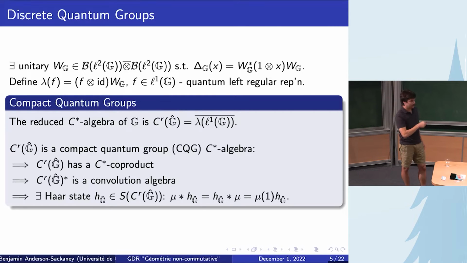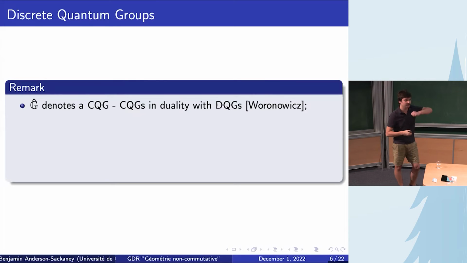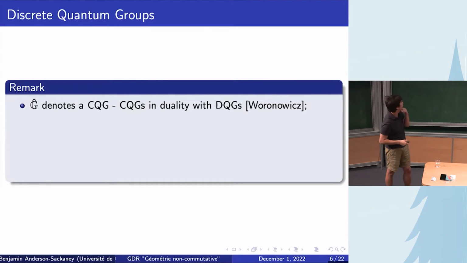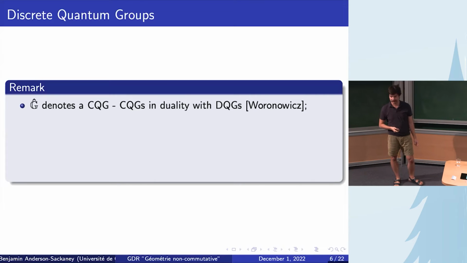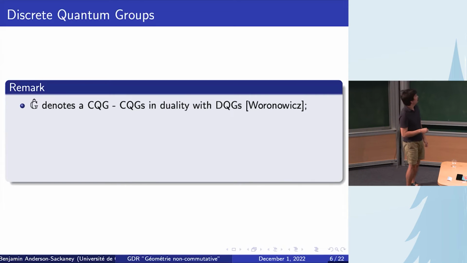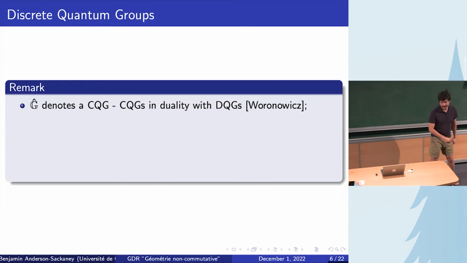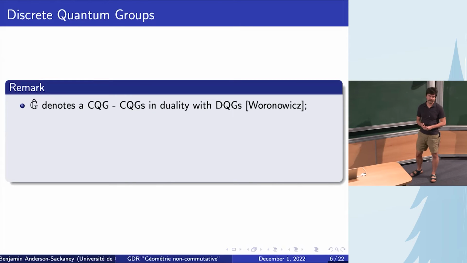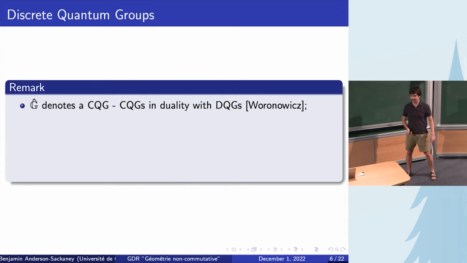And these things have an underlying compact quantum group. So to say a bit more about that, but not really getting into too many details, G hat denotes a compact quantum group, and these things are in duality with discrete quantum groups. And that's the theory going back to Vaes and Vergnioux for compact quantum groups, formulated in terms of quantum group C-star algebras. I could have started with compact quantum groups and derived all of this from there.